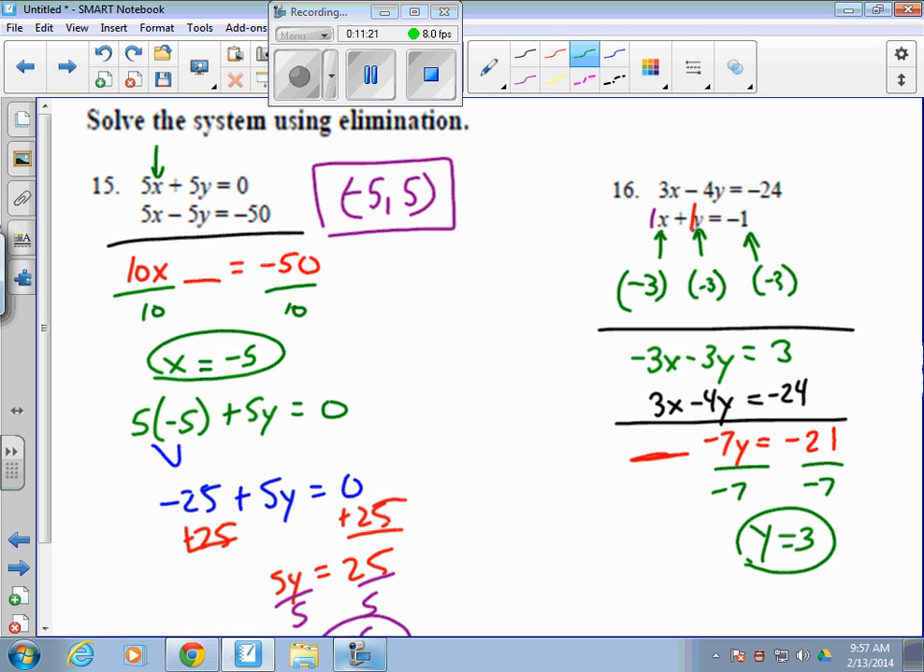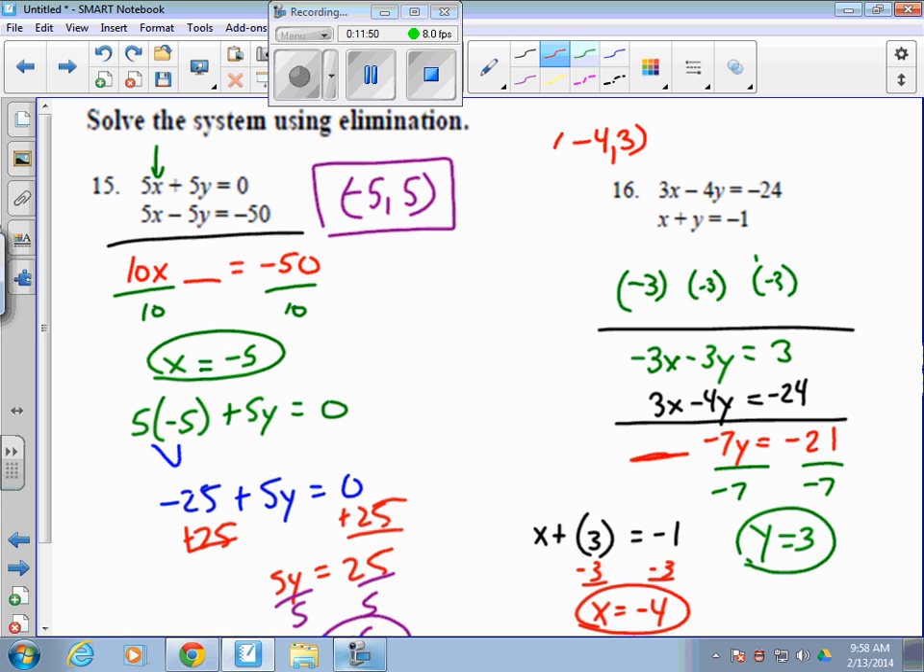Plug y equals 3 into either of the first equations. The second equation looks easier because there are no other numbers that go along with x and y. So in that equation, instead of x plus y, we'll have x plus 3 equals negative 1. So x plus 3, undo that by subtracting 3 on both sides. X equals negative 4. X comma y, negative 4 comma 3.